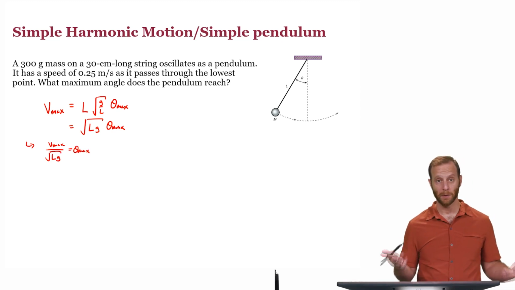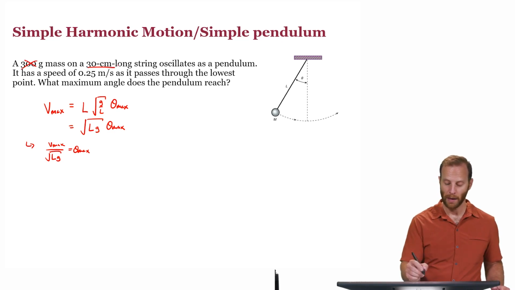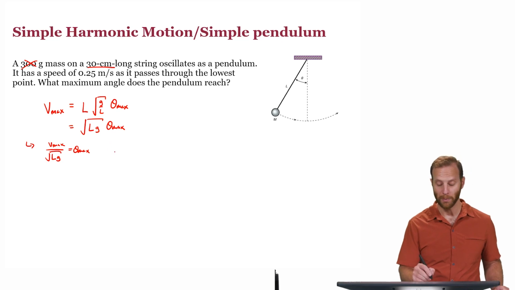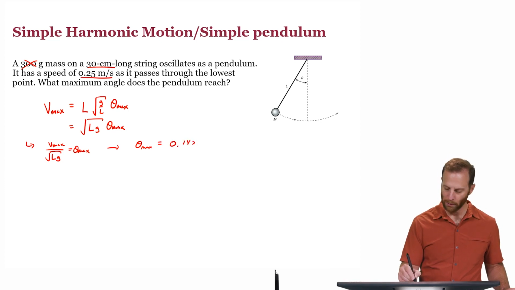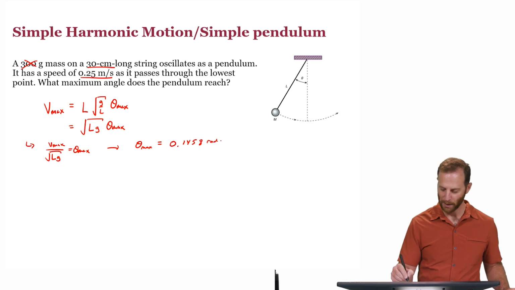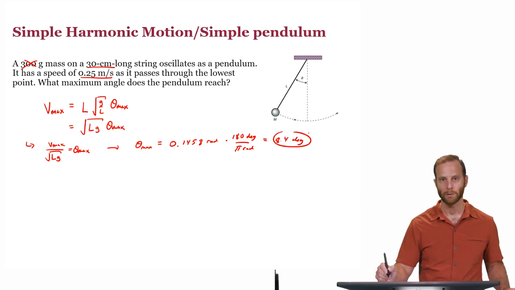When we plug in the numbers that are given to us, notice the mass is irrelevant. The length, L, is 0.3 meters, the speed, 0.25 meters per second, and g, 9.8 meters per second squared. We'll discover that theta max must be equal to 0.1458, roughly, radians. And when you convert that into degrees by multiplying, for example, 180 degrees for every pi radians, you get that this is about 8.4 degrees.